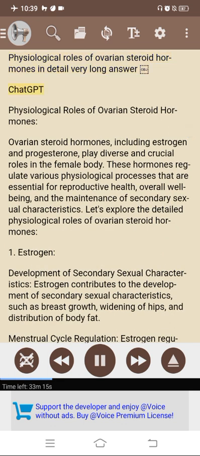Physiological roles of ovarian steroid hormones in detail. Very long answer. ChatGPT. Physiological roles of ovarian steroid hormones. Ovarian steroid hormones, including estrogen and progesterone, play diverse and crucial roles in the female body. These hormones regulate various physiological processes that are essential for reproductive health, overall well-being, and the maintenance of secondary sexual characteristics. Let's explore the detailed physiological roles of ovarian steroid hormones.